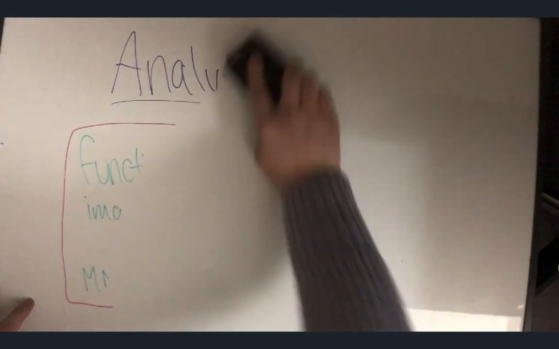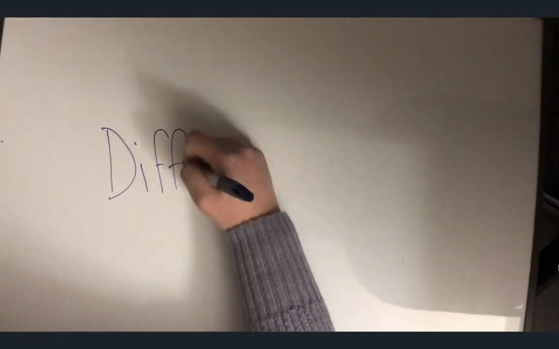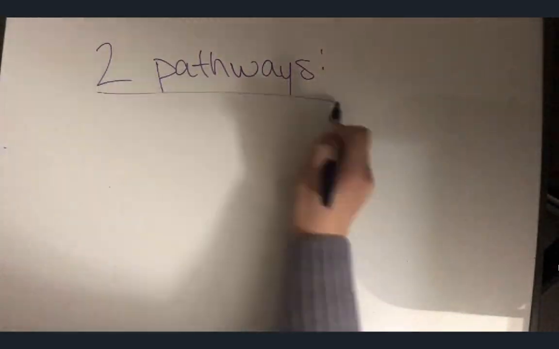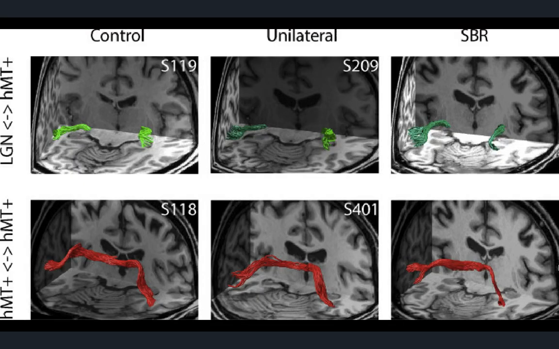To examine whether the increased percent bold signal change was related to brain anatomy, diffusion tractography was used to examine 2 pathways: the path between the lateral geniculate nuclei and the human motion area, and between the human motion area in the 2 hemispheres. This was done for patient SBR and both comparison groups in order to get a better understanding of how SBR's brain might be compensating for the bilateral V1 damage.